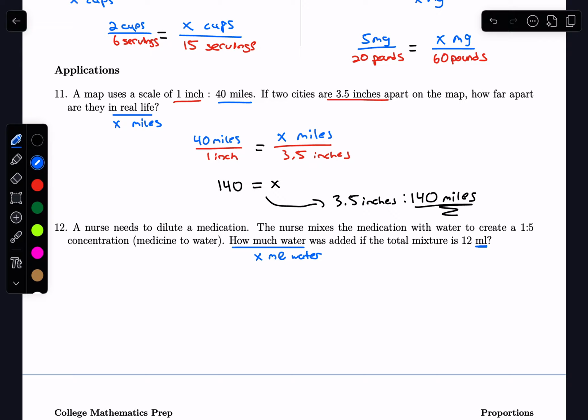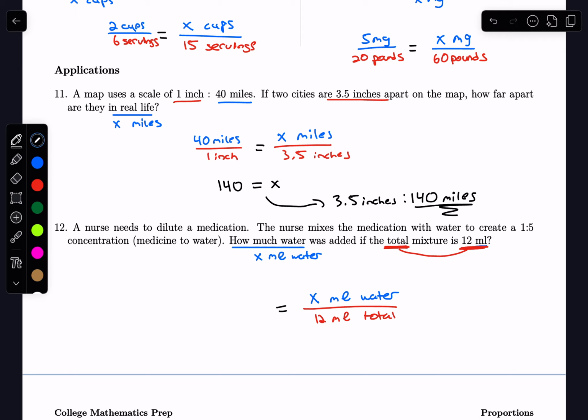And we are told that the total here, okay, the total is 12 milliliters. We're not told that the amount of medicine is 12 milliliters. We're told the total is 12 milliliters. So the two things I'm given here are x milliliters water, and in the bottom of my fraction, I'm going to put 12 milliliters total. So when I set up the other side of this fraction, I can't just write medicine over water or water over medicine because that wouldn't match anymore. Instead, I need to make sure that my other fraction also has water on top and total on bottom.